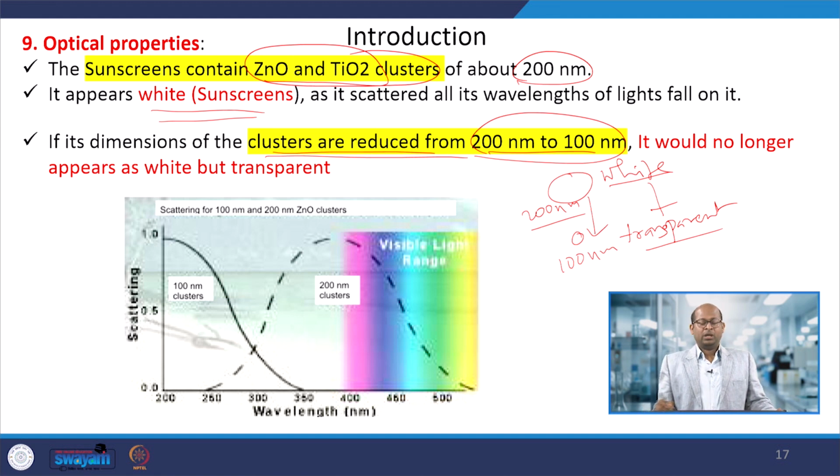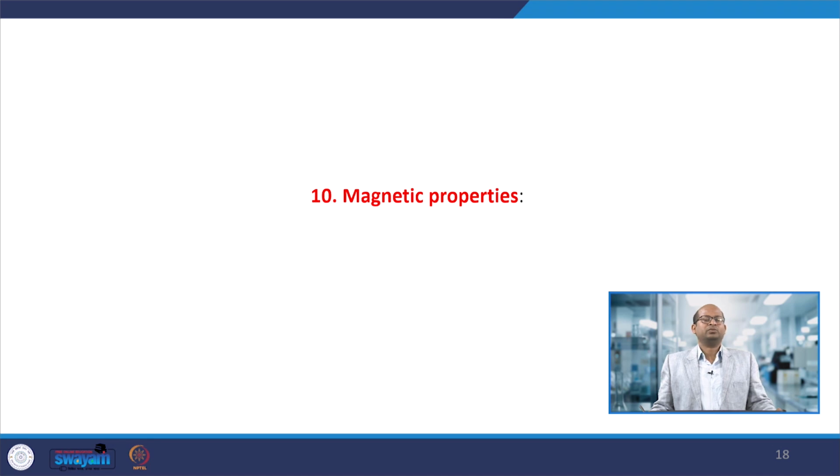So this way we can change a material from larger particles or larger size to smaller crystallites or smaller size in the nano range. Then its property would change, and that can be applied to specific applications where it would be useful.